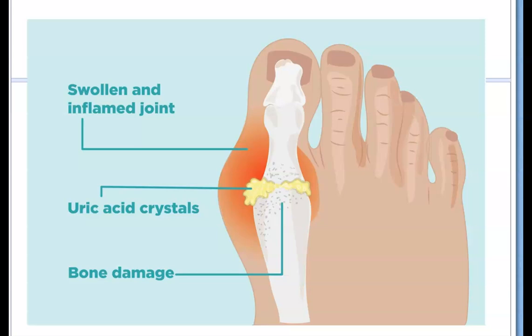So here's an example of what's going on. It can happen with the other toes as well, but a lot of times we see it in the big toe. We start to see these crystals forming in that joint itself, and then it starts damaging that bone, and they cause severe inflammation and pain. So those are our 3 joint conditions for this unit.